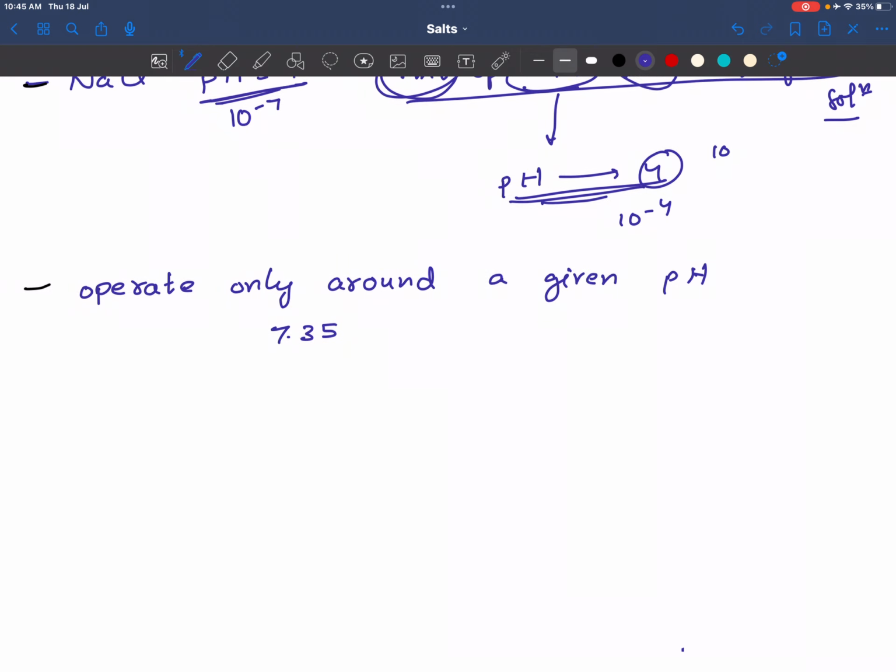So in biological systems, how is this pH maintained even if we add external substances? This is maintained with the help of buffer solutions. Buffer solutions help maintain a constant, an almost constant pH. Buffer solutions.